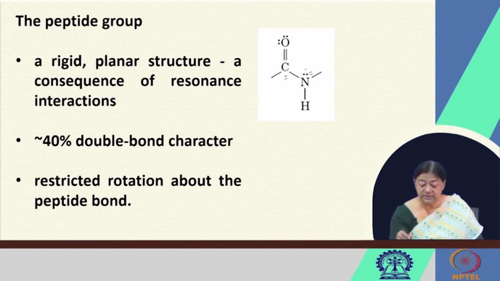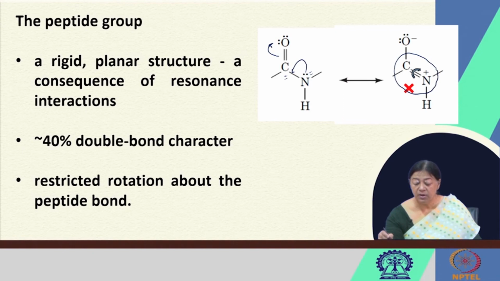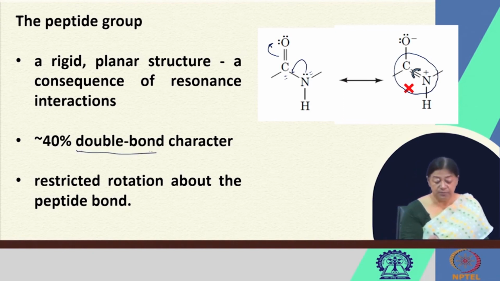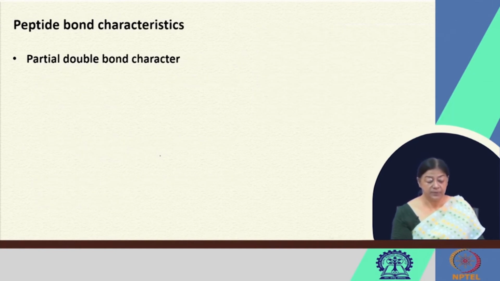Now, the lone pair on the nitrogen can go and form a partial double bond, which results in restricted rotation about this bond, because of the partial double bond character, which renders this a relatively planar structure. This gives a lot of conformational restraints to the rotation about this bond, which is unique to protein structures.